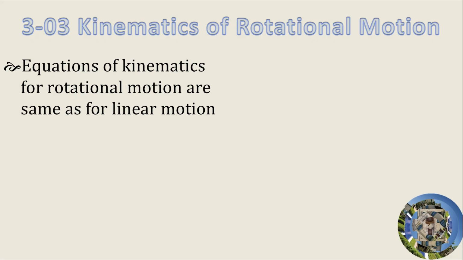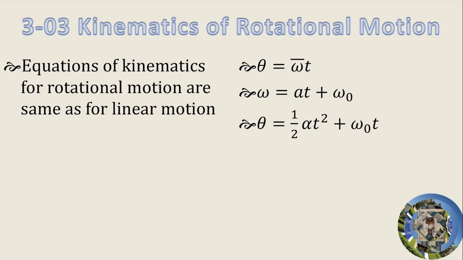So the equations of kinematics for rotational motion are the same as for linear motion. We have your position equals your average velocity times time. Distance equals velocity times time. Velocity is the acceleration times time plus the initial velocity. Position is 1/2 acceleration times time squared plus the initial velocity times time plus your initial position. And that one's also true.